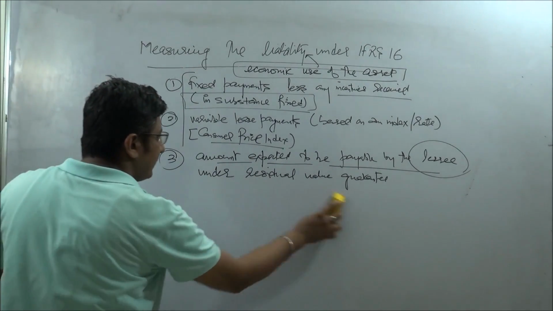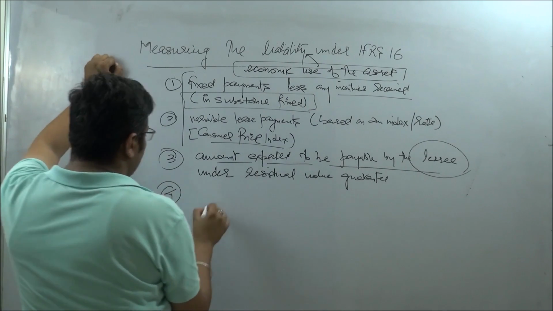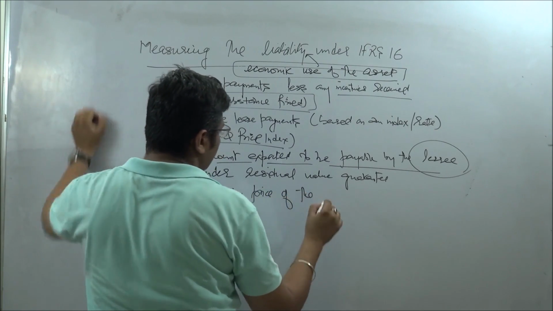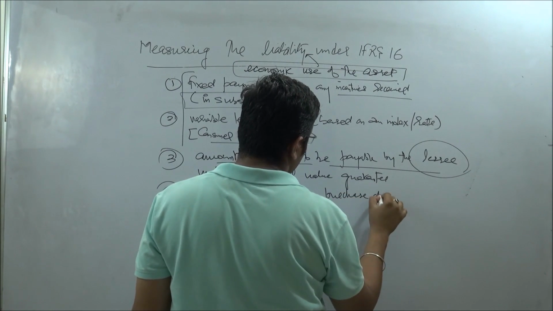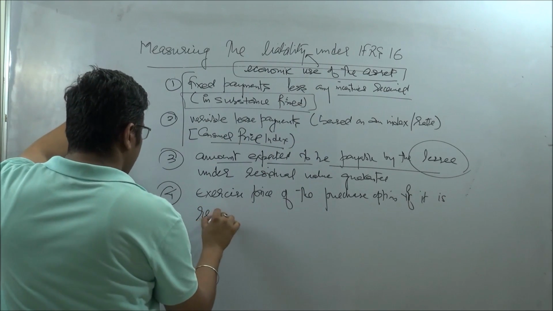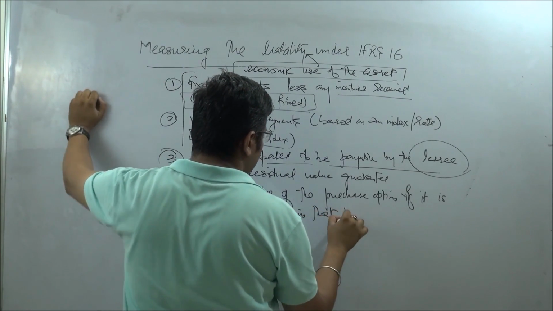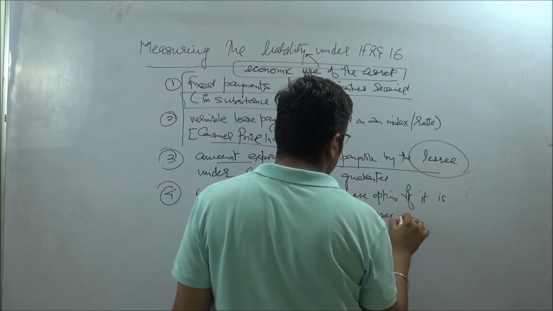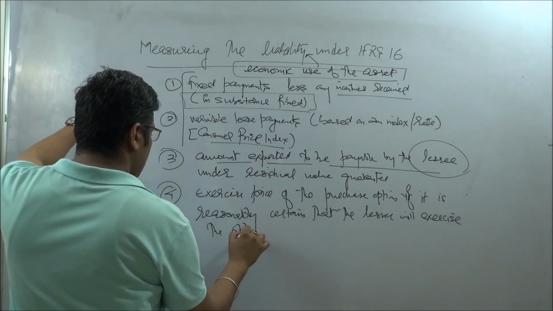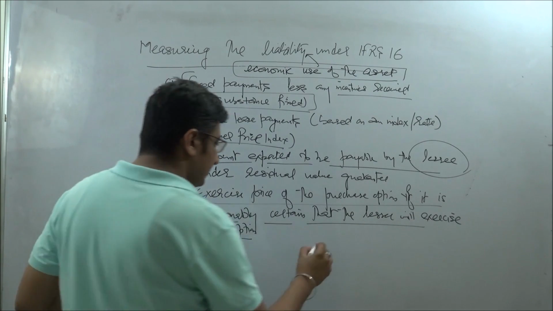The next point that comes here talks about the exercise price of the purchase option if it is reasonably certain that the lessee will exercise the option.